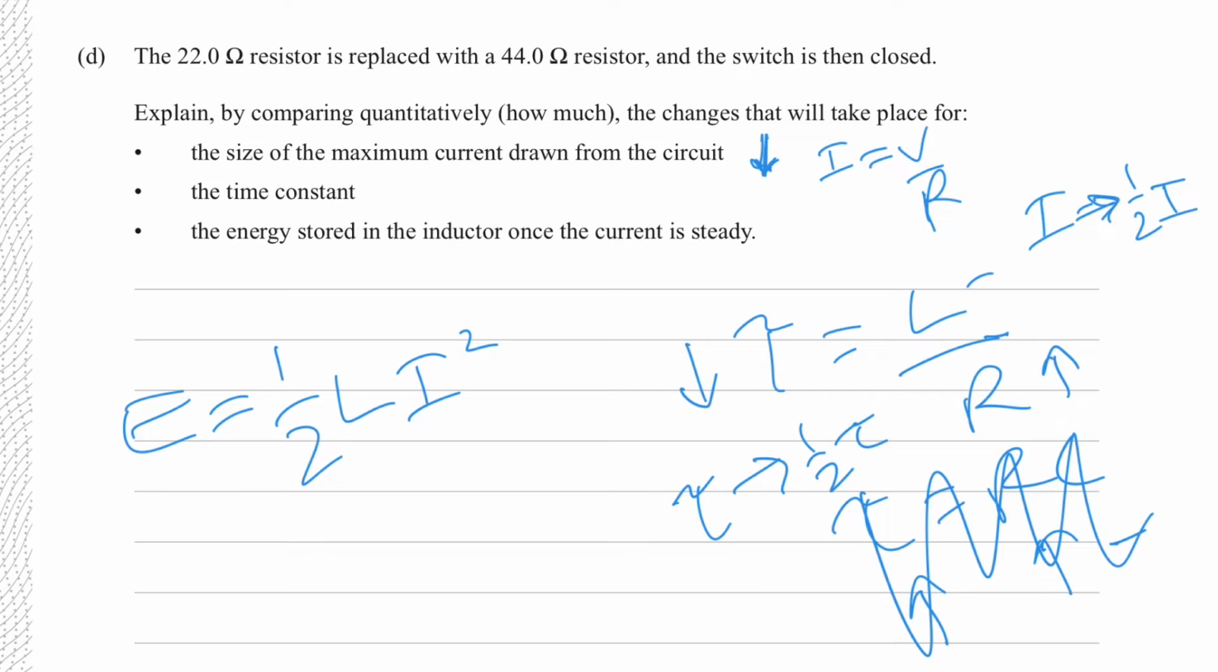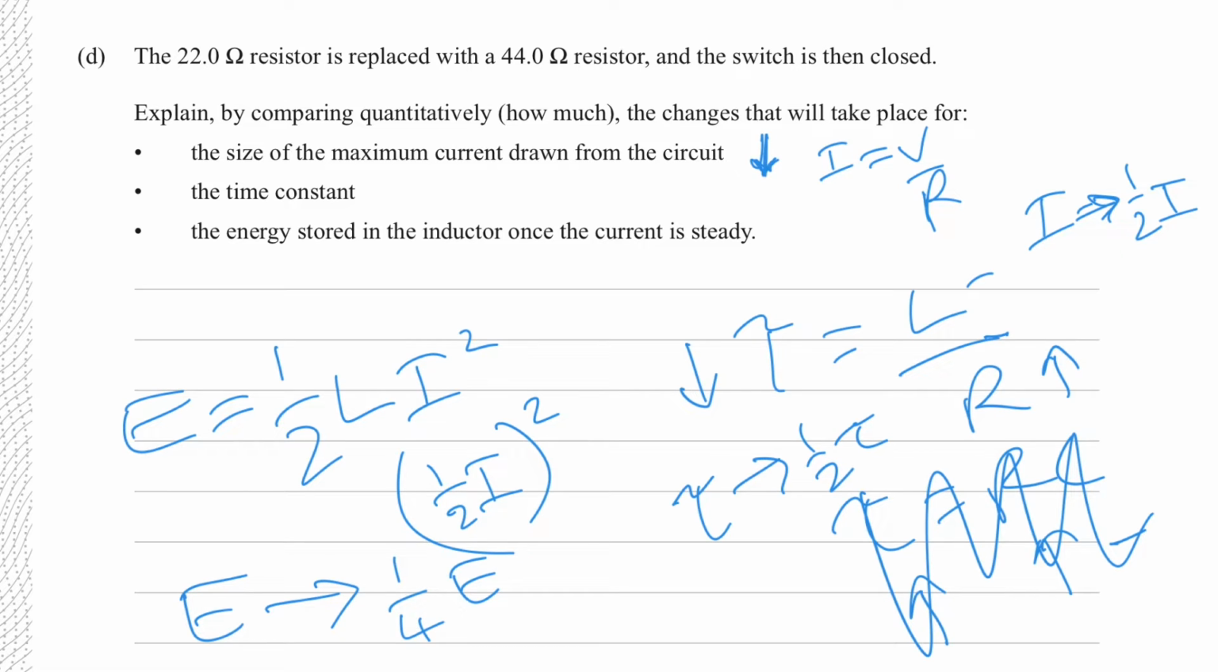So half is a constant, L is a constant. I, what do we say? I goes to half I. So half I, all of that is now squared. So you're going to end up with 1/4 for that portion. So energy is actually going to go to 1/4 the energy in the circuit, just because of that squared factor.